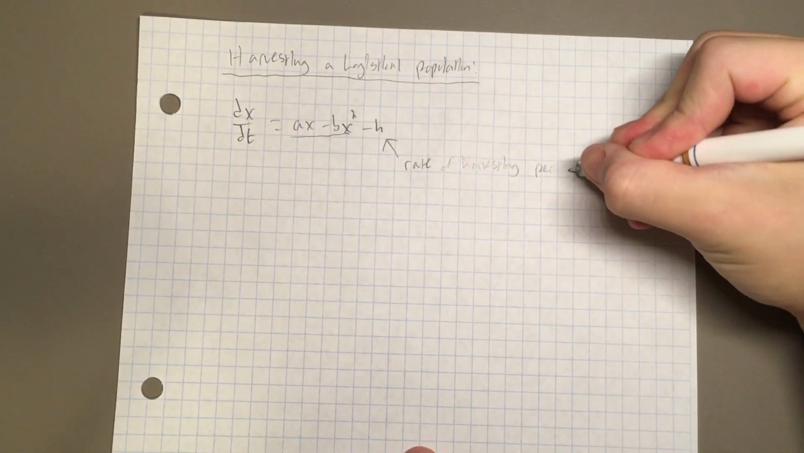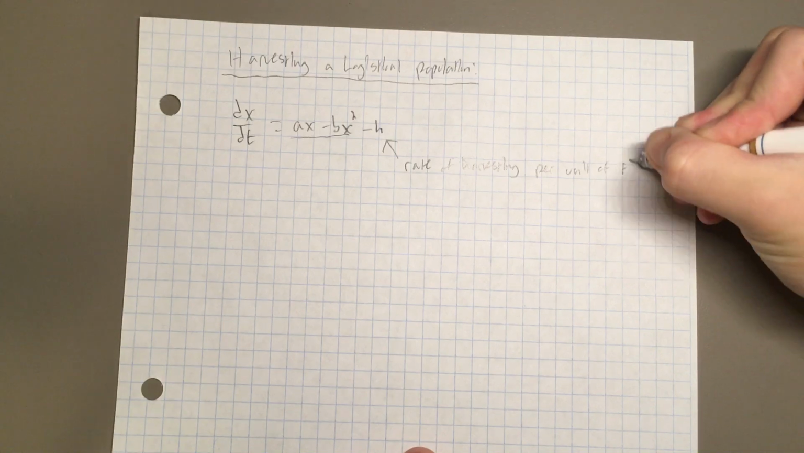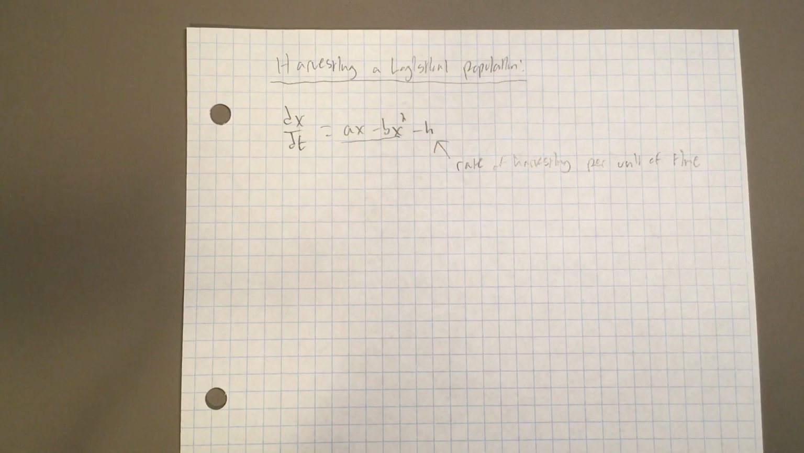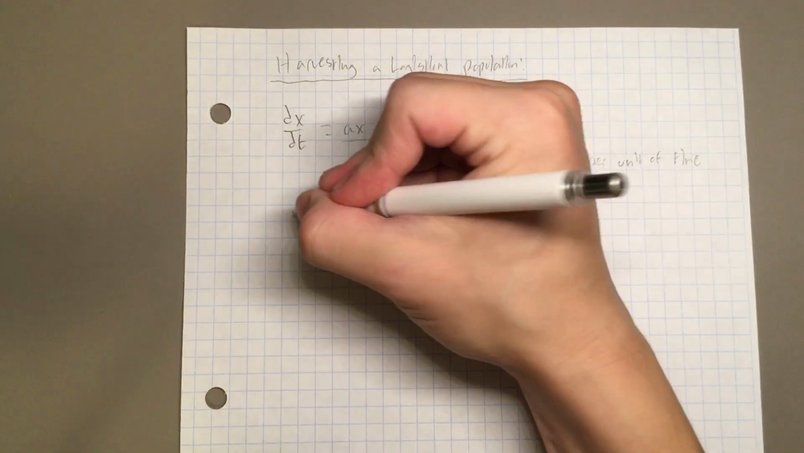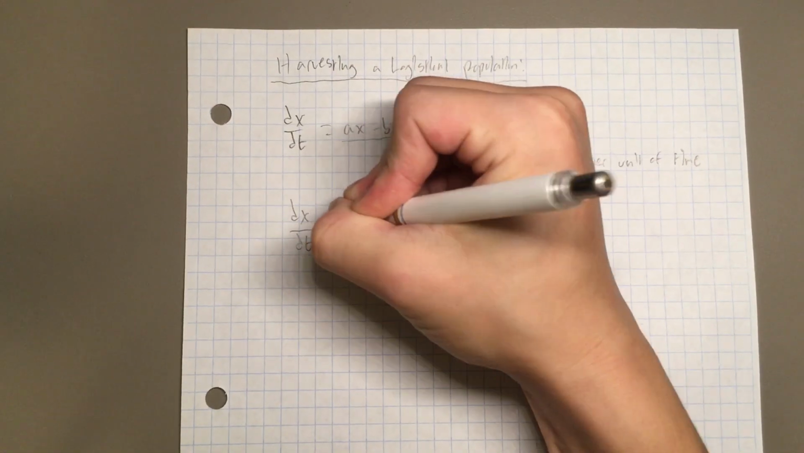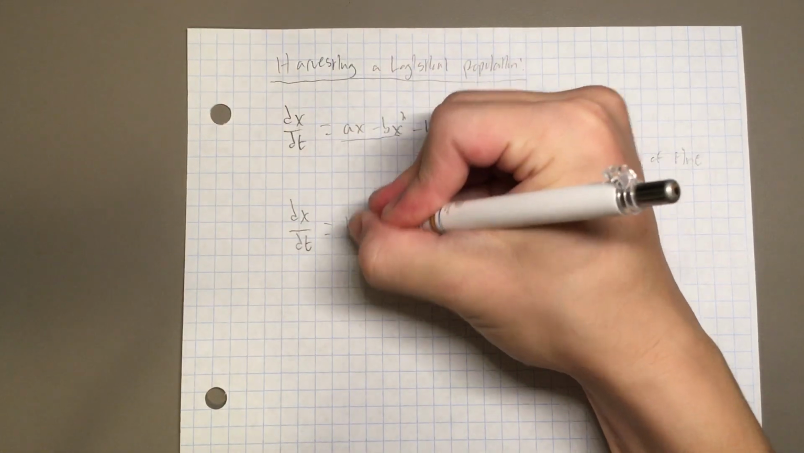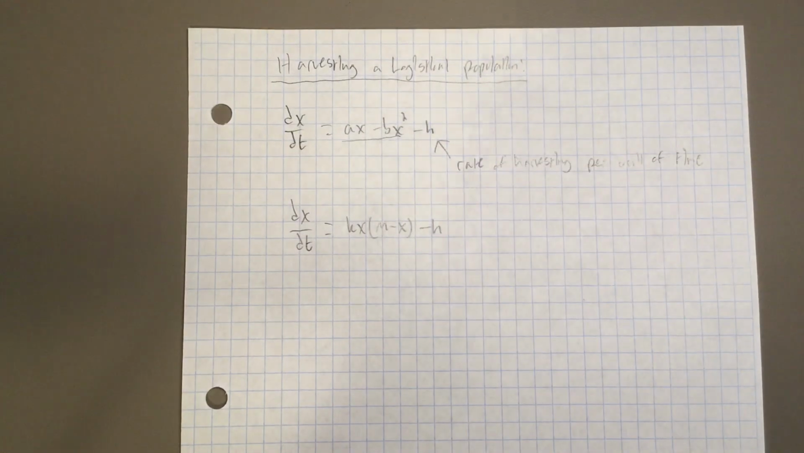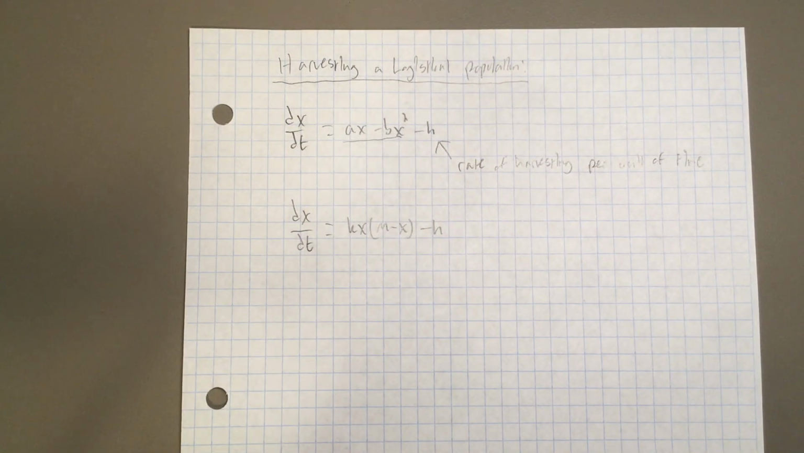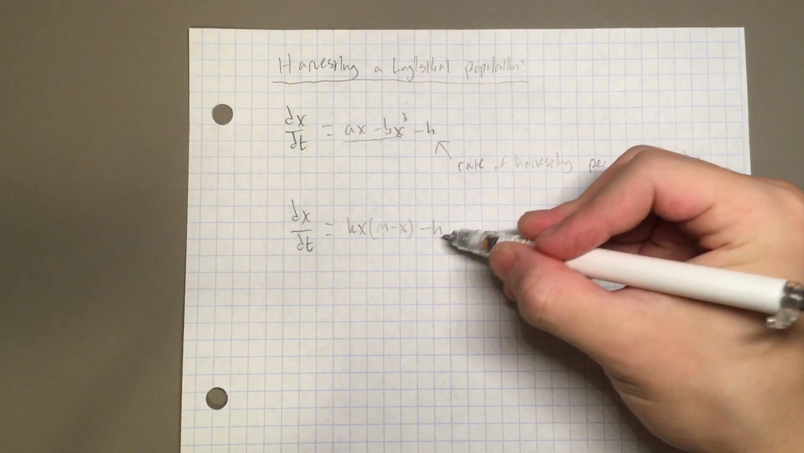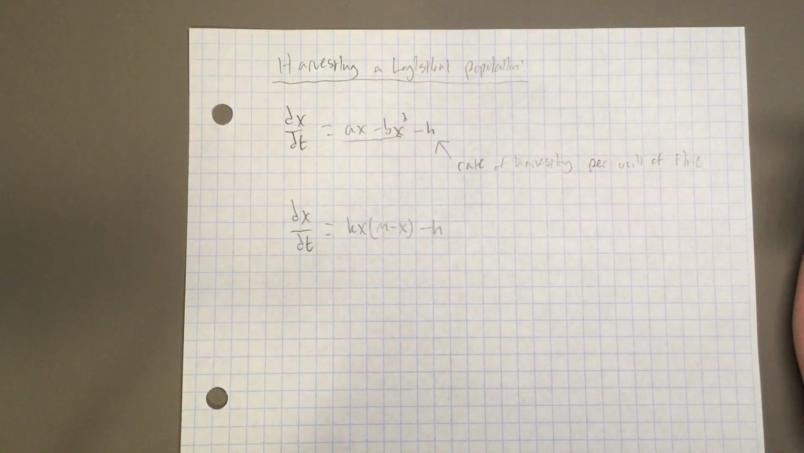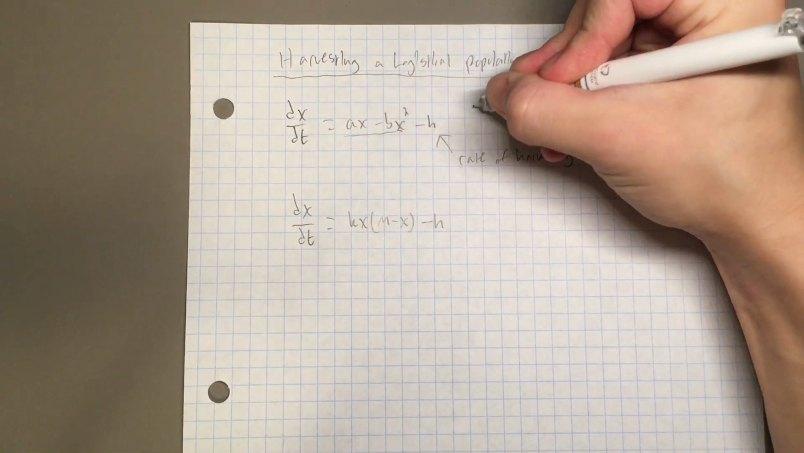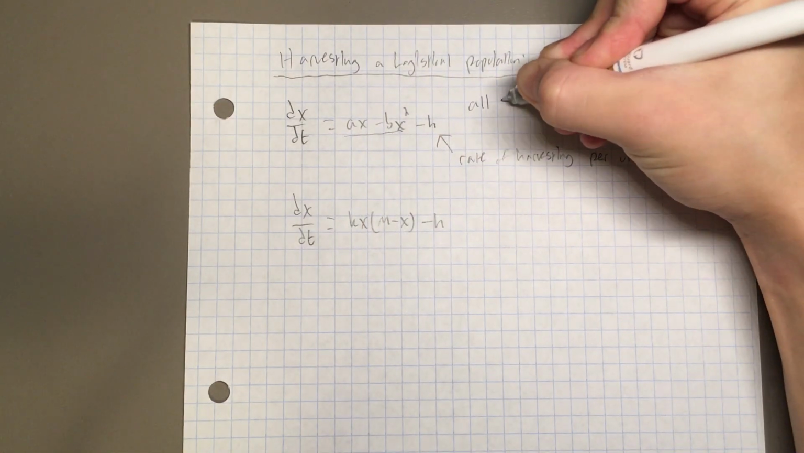per unit of time. And so if we think back to section 2.1, we can rewrite this equation into dx over dt equals kx times the quantity of m minus x minus h, where this is just the logistic population again with the minus h slapped on. Oh yeah, keep in mind that all the variables in this equation are going to be positive.